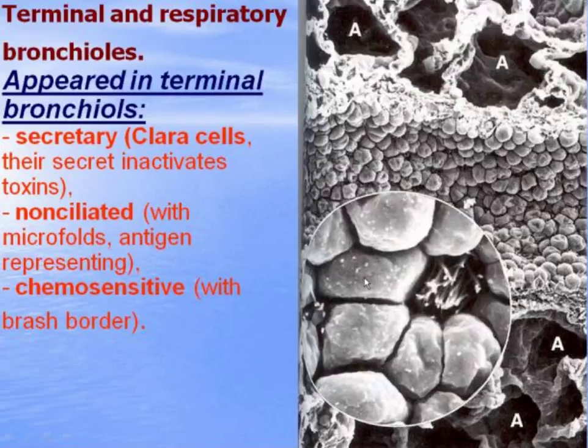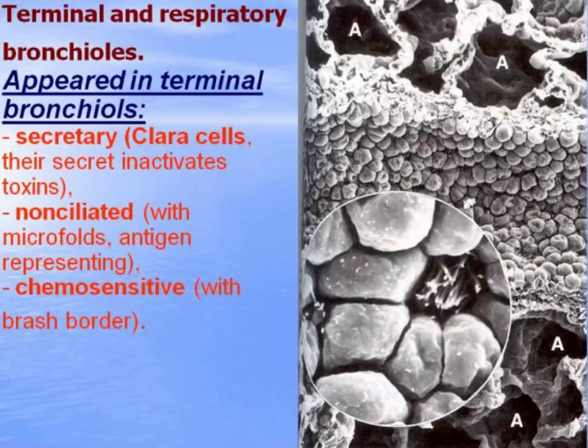There are also non-ciliated cells with microfolds, antigen presenting cells, like in the small intestine under lymphoid follicles. Brush cells with a brush border contain microvilli with chemoreceptors for chemical analysis of inspired air before it enters the respiratory division for gas exchange.